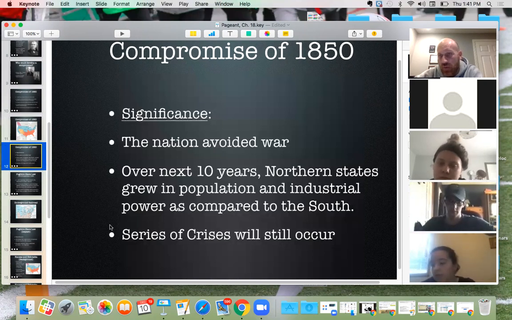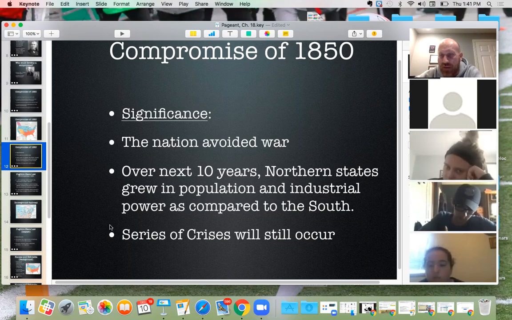Significance: the nation avoided war for 10 years. Okay, 11. And this is significant because over the next 10 years, northern states are going to grow in population and in industrial might, industrial power as compared to the South. And if you think about it, that's very key for the North winning the war. A very key factor, maybe the key factor, is northern industrial might in winning the Civil War.